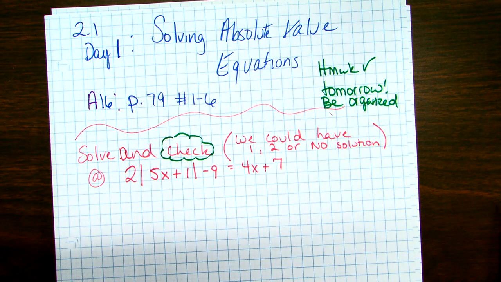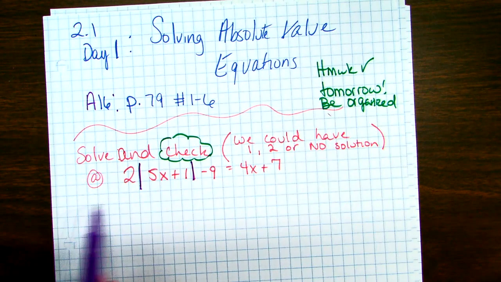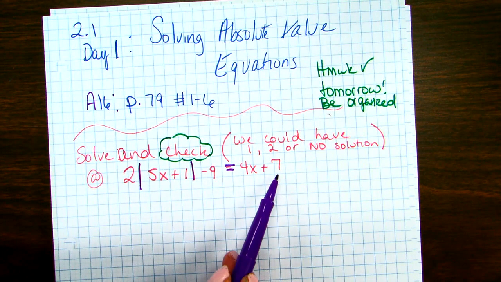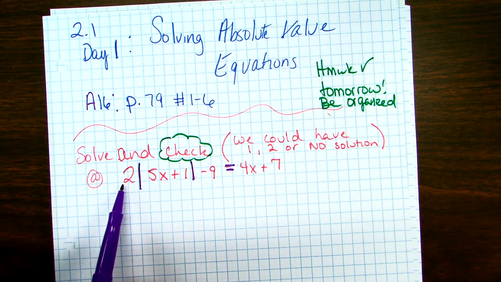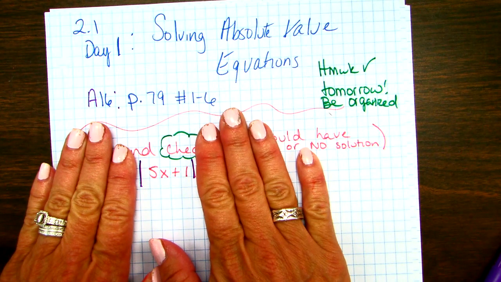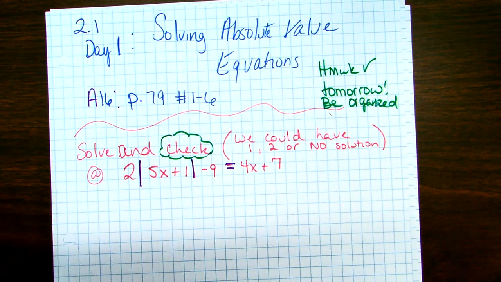So here's the thing you have to remember. Really simple to do, but there's a few rules. We have to get the absolute value portion of this equation by itself before we can do anything. So I have to get this minus 9 to the other side, and I have to get this 2 to the other side. I need the absolute value to be by itself, okay? And we just use our rules for solving equations to do this.